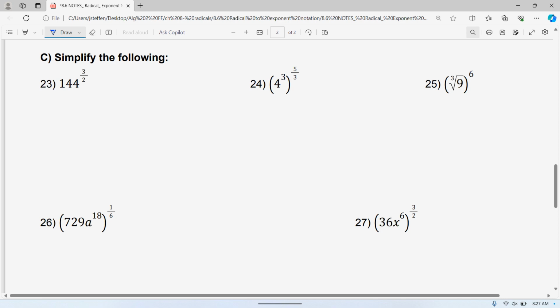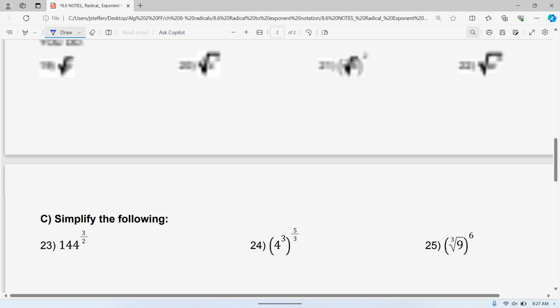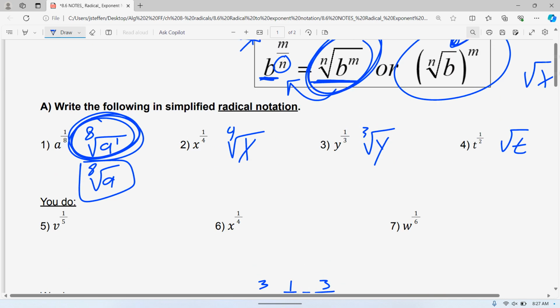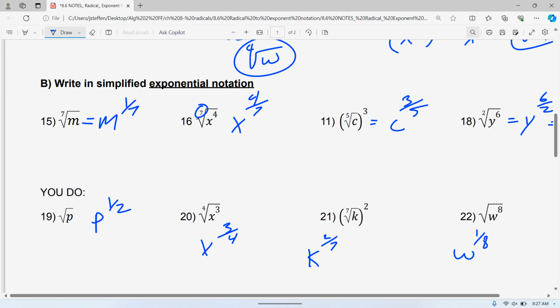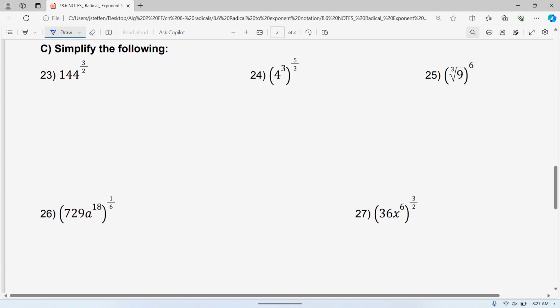Okay, so moving on to the next, where we are simplifying these. Now we actually have a number in there. I actually went through and changed some. If I'm doing notation stuff where I want you to write it in exponent notation or radical notation, going back and forth, I'm going to try to just have a variable in there and not a number, because I think that gets a little bit confusing. Whereas with these problems, I'm not talking about going from one notation to another. I just want you to simplify it. Those are the ones where I am going to give you a number and variable, and we'll simplify both.